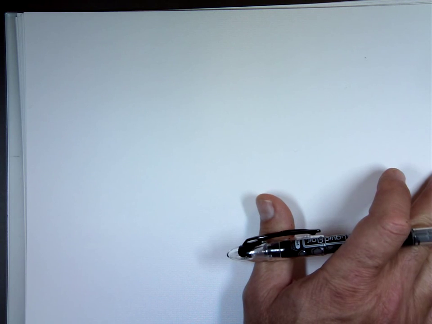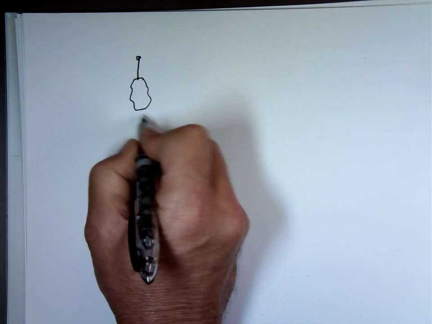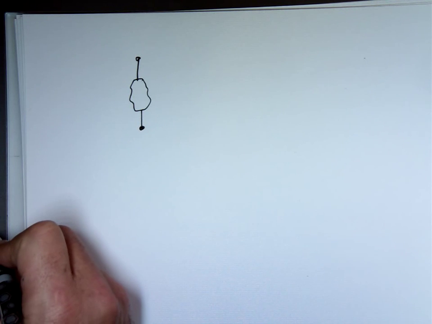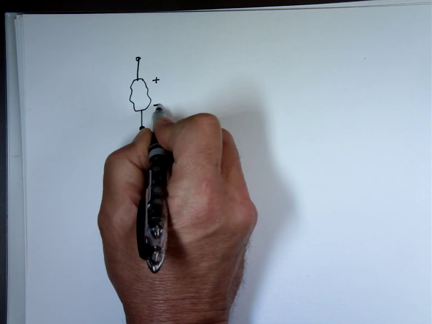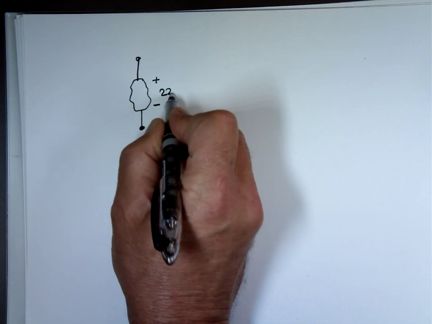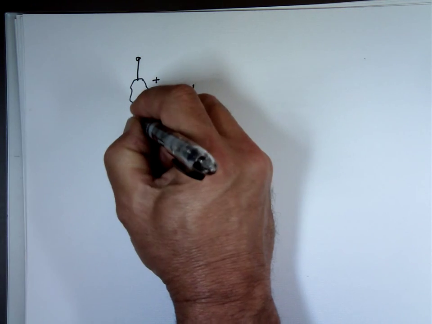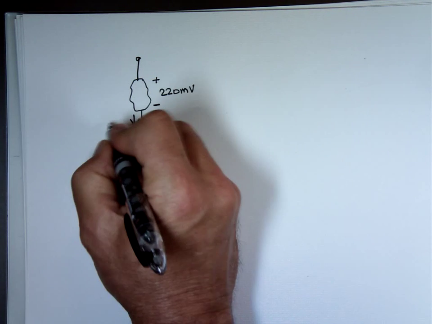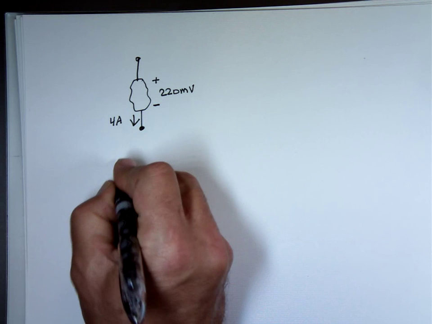Okay, you try it. Tell them, calculate the power. Give it a try. This is what I have. I have an element here. I know this end is positive. This is negative. 220 millivolts. And I know the current coming down is 4 amps. What is the power for this one? And tell me plus, minus.